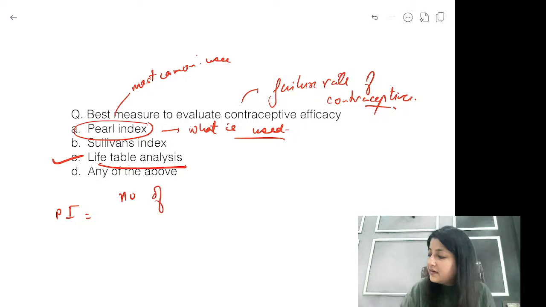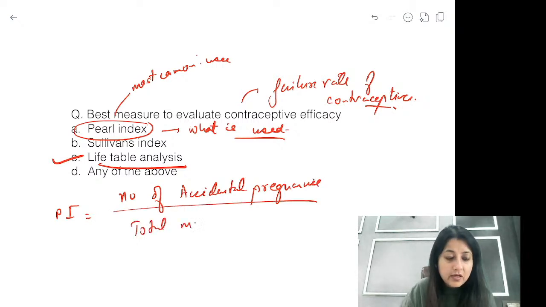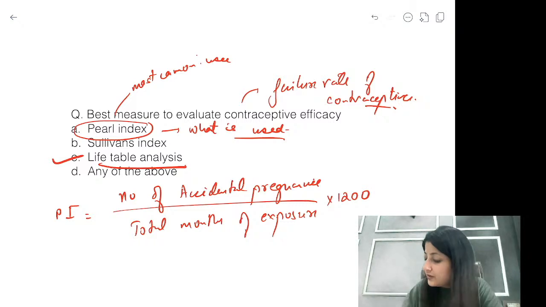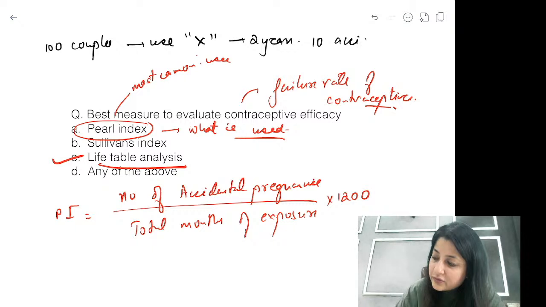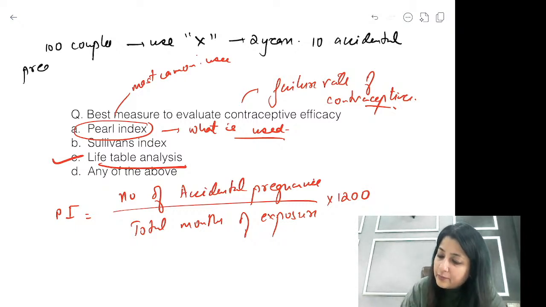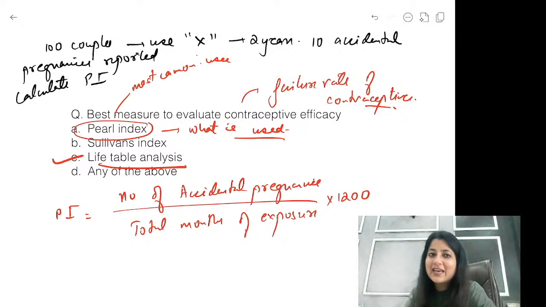Now see, what is Pearl index, guys? Pearl index होता है number of accidental pregnancies divided by the total months of exposure, multiplied by 1200. Now see, suppose I have 100 couples who use a contraceptive X for 2 years. Now 10 accidental pregnancies reported. Can you calculate the Pearl index? Now this is the last question.